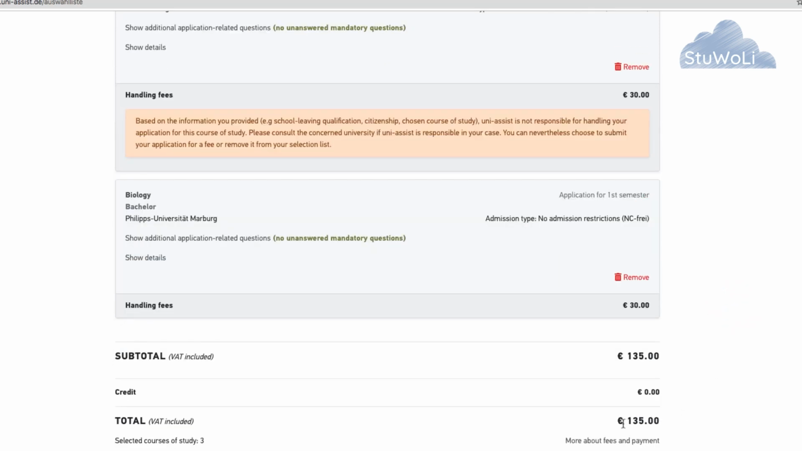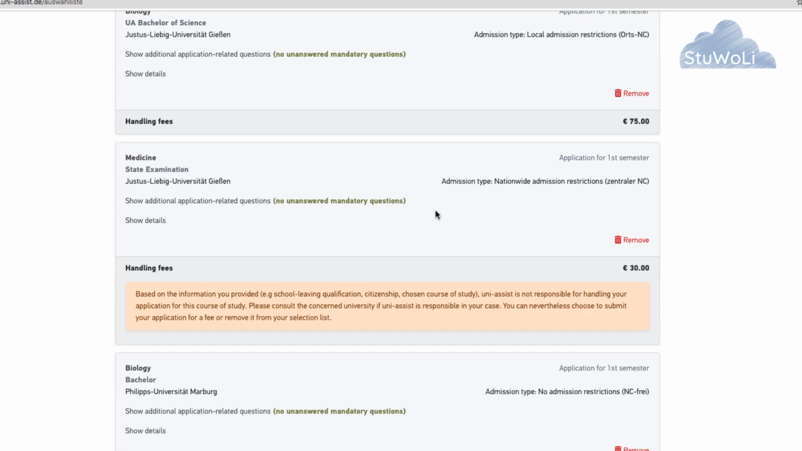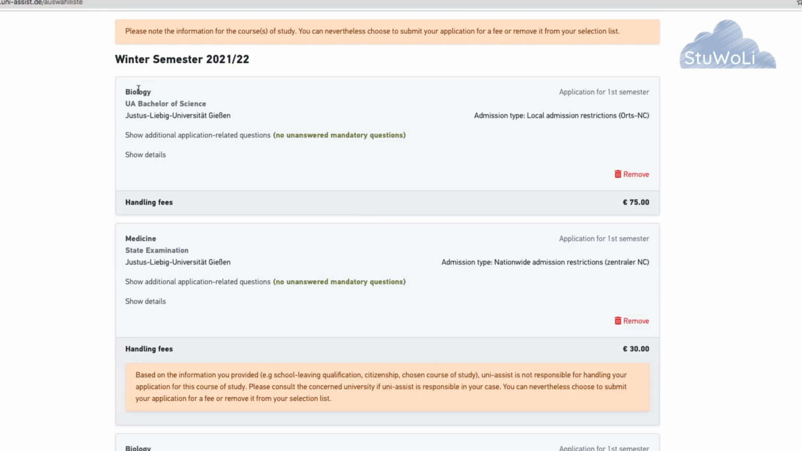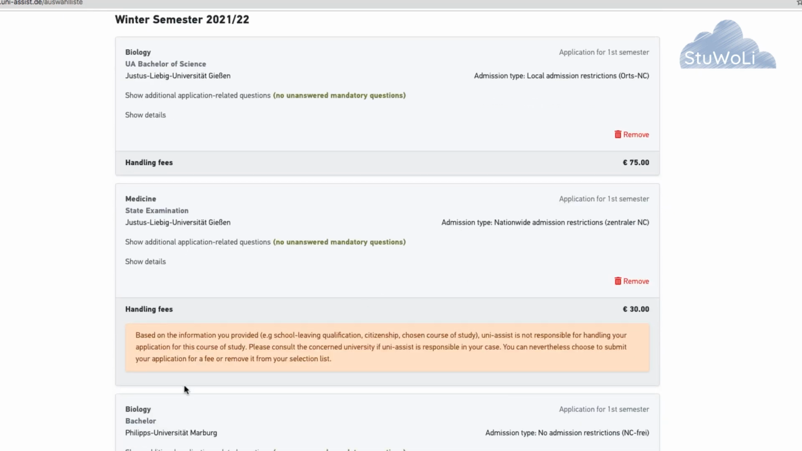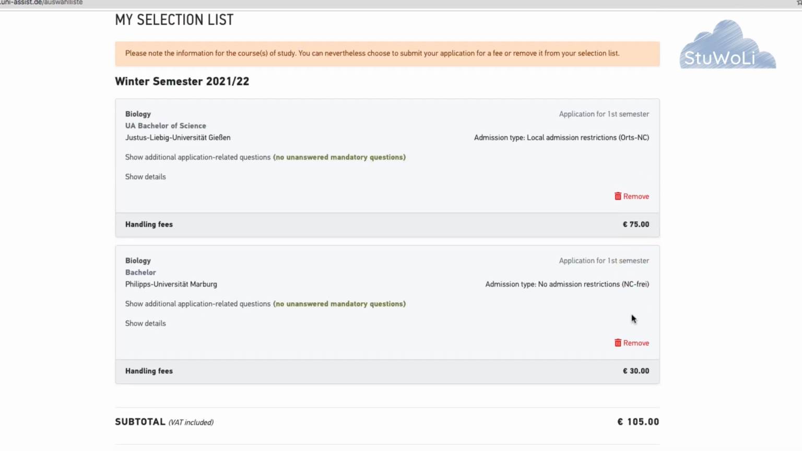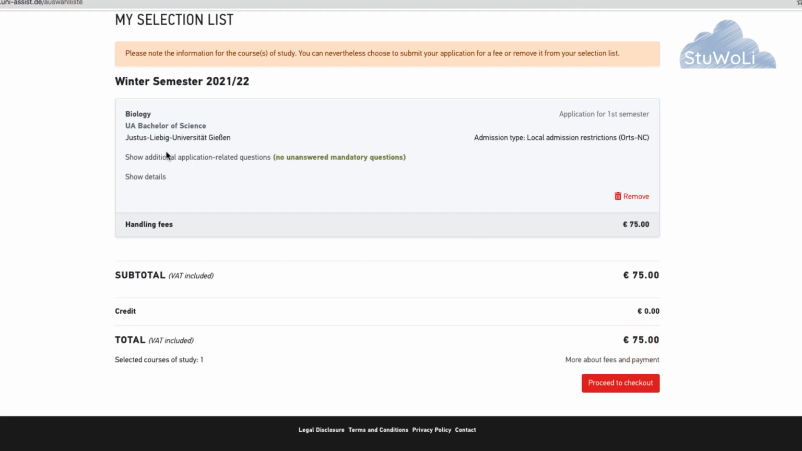This is madness. You don't want to do that. Why should you pay 135 euros for 3 programs which will end up in the same course? It's all going to be M-Kurs, Studienkolleg Marburg. So keep one of them. I would keep, let's say, biology at Gießen or biology at Marburg. I would definitely remove the other one, remove confirm. Let's say this one also, remove confirm. Doesn't matter which one.